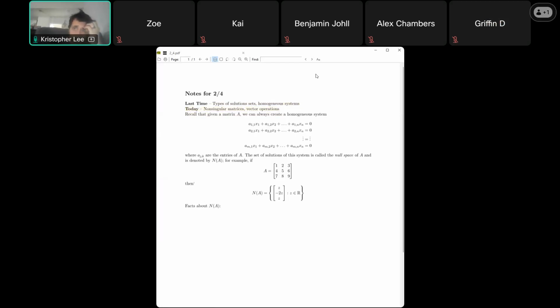Okay. All right, so let's recall that given a matrix, you can always create a homogeneous system by just taking the entries of the matrix and making those the coefficients. Now, matrices exist independent of systems, right? A matrix is just a rectangular array of numbers, or broadly math objects. You can put things other than numbers in.